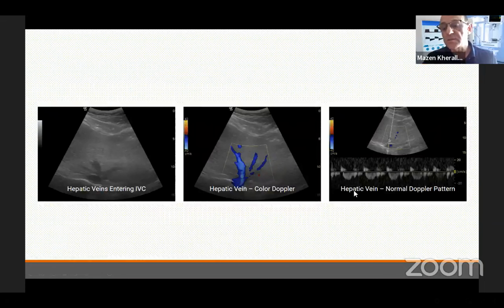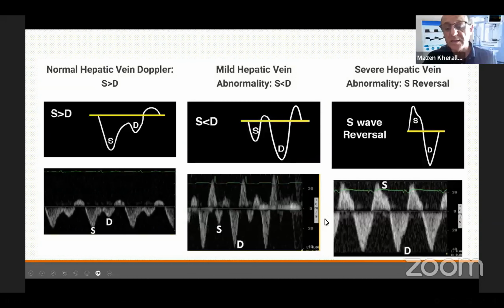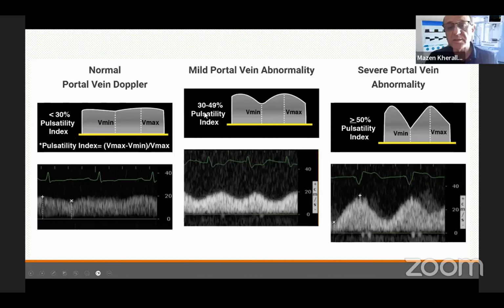And you can see this, this is normal, S wave, D wave. When you start seeing fluid overload, you can see the S is less than the D, and then reversal of the S. You can see this is systole and this is diastole, and this is for the hepatic vein. For the portal vein, normally you see this monophasic flow wave. If you start seeing pulsatility like this, this is abnormal. If you start seeing more than 50%, this is severely abnormal.